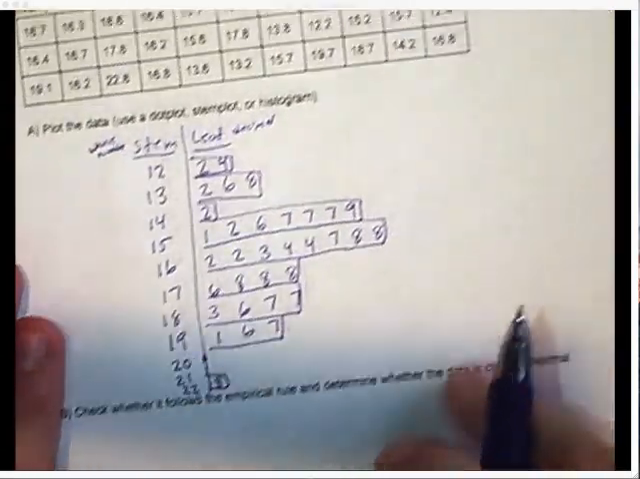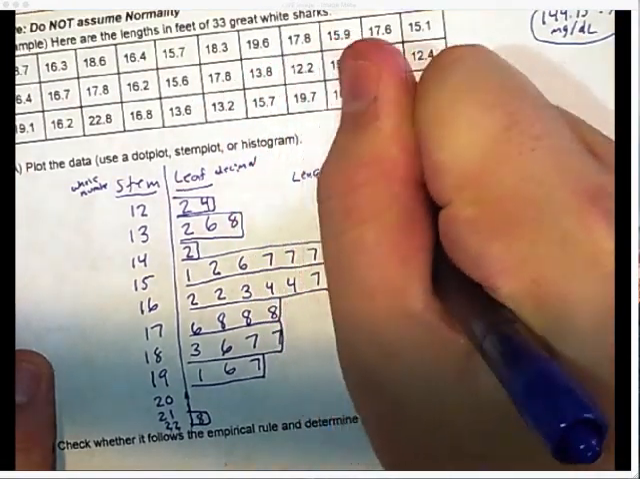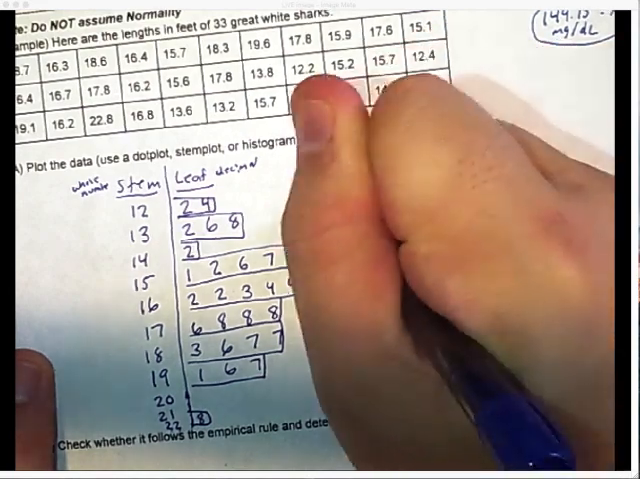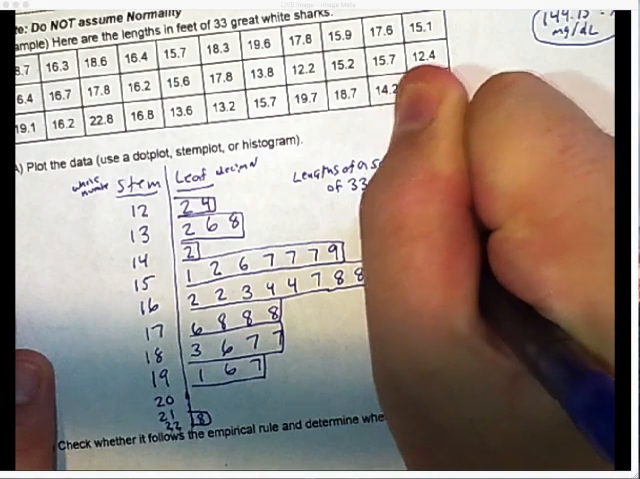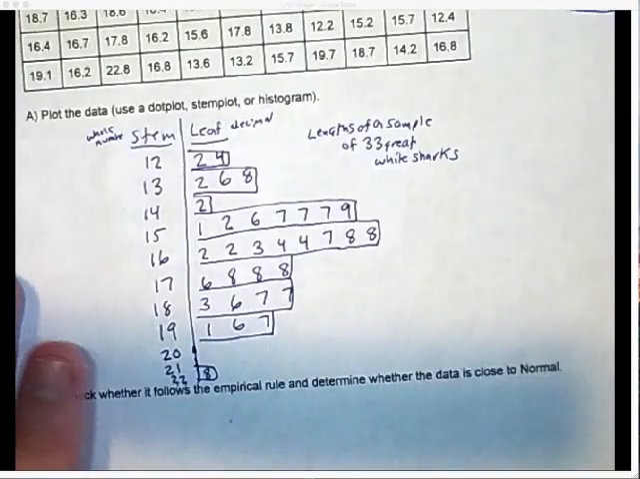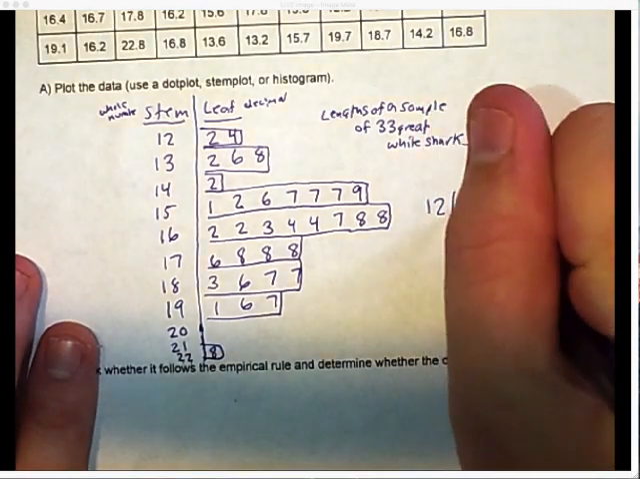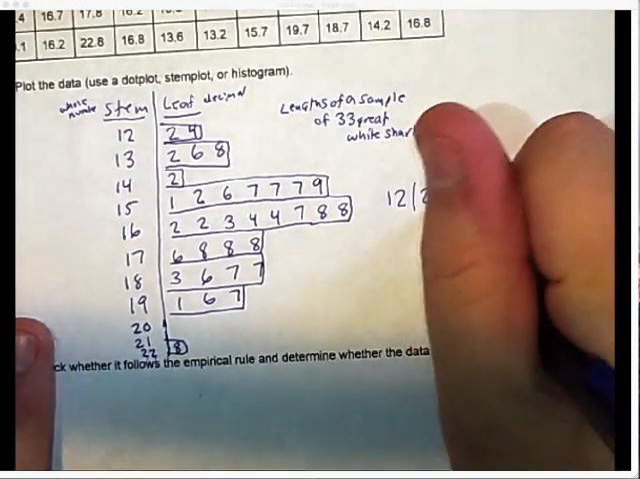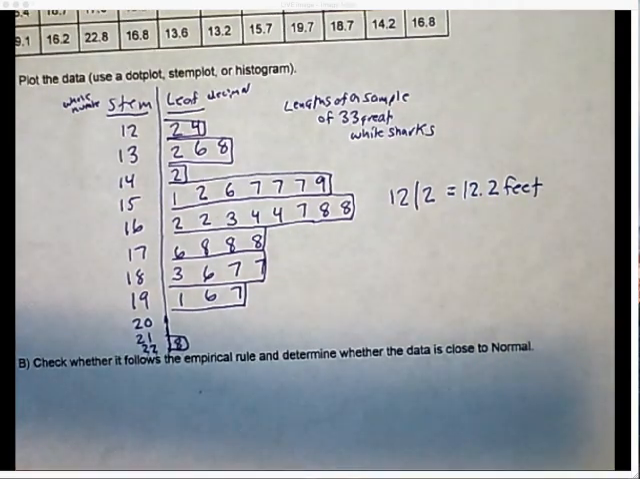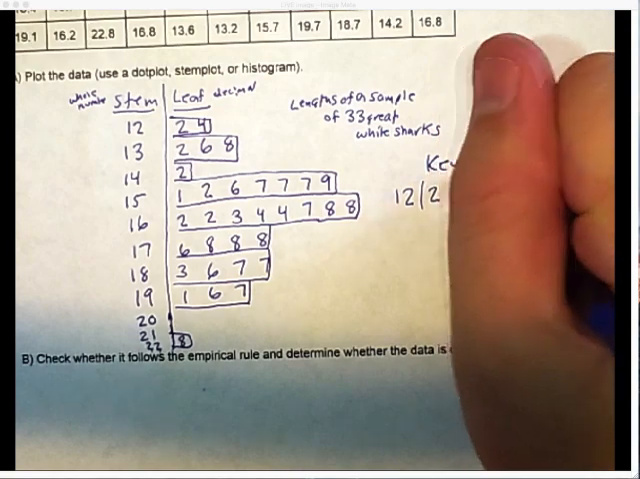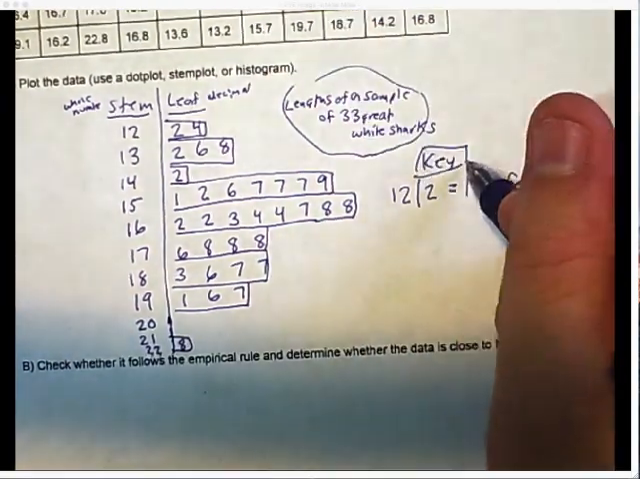But on the stem plot, to get full credit, give it a title: lengths of a sample of 33 great white sharks. Okay, so give it a name, that's a title, and then give a key. So tell the reader that 12.2 equals 12.2 feet, with units. So that's your key. Okay, title, key, needed for full credit.